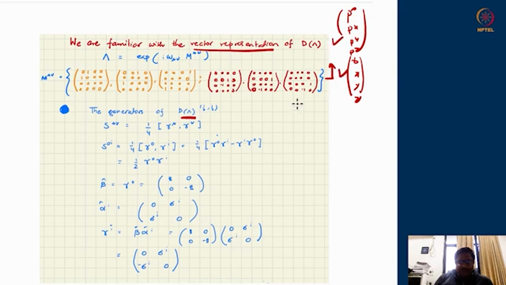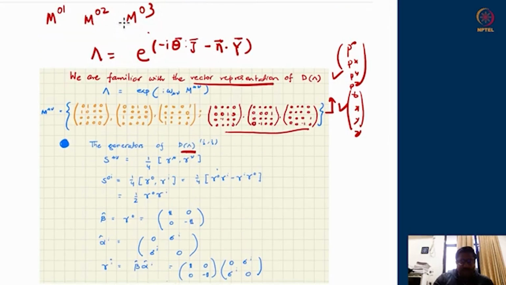These are the vector representations. So these Lorentz transformation matrices are generated by this M mu nu. Remember, the lambda we had written as e to the power minus iota theta dot j, minus eta dot y. This is how a general Lorentz transformation matrix is written.